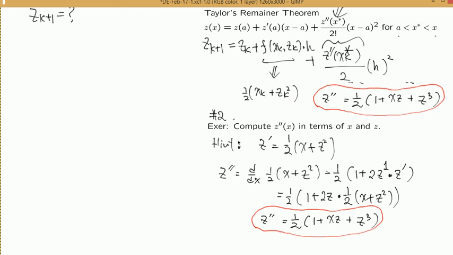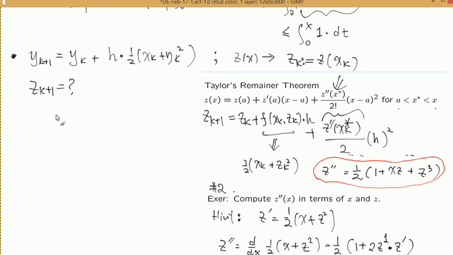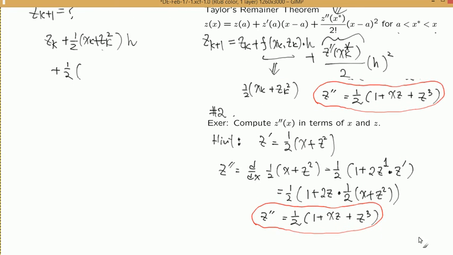Alright, so let's write that down. What is z_{k+1}? It is z_k plus this expression, 1/2 times (x_k plus z_k) squared, times h, plus 1/2 of this expression, z double prime of x_k star, which is replaced with this one with x_k star plugged into this z. So let me just write it that way. x_k star, z with this x_k star plugged in there, plus z cubed in there. And here's h squared.